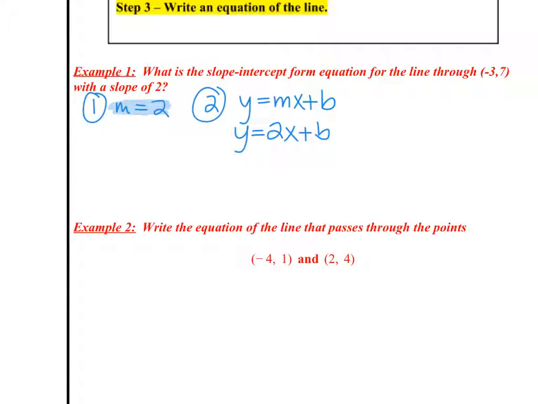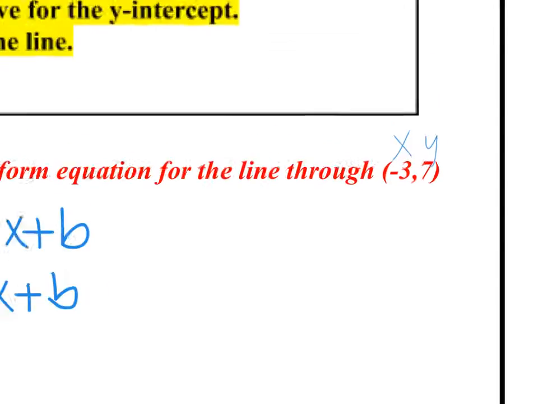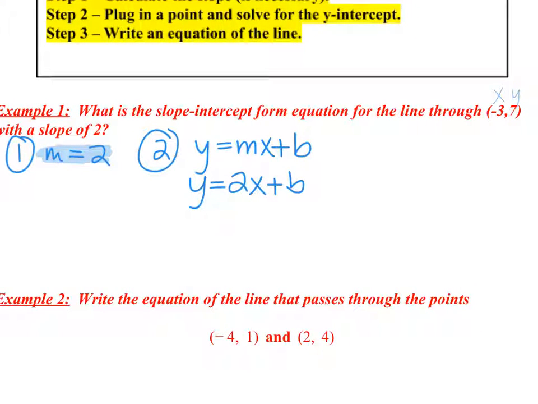You're going to plug in a point. Your point is -3, 7. It's right there. This is x, y. X is -3. Y is 7. Plug it in, plug it in. That's the Glade song, right? What do I put instead of y? 7. So 7 equals 2. What do I put instead of x? -3. In parentheses, please. Plus b.